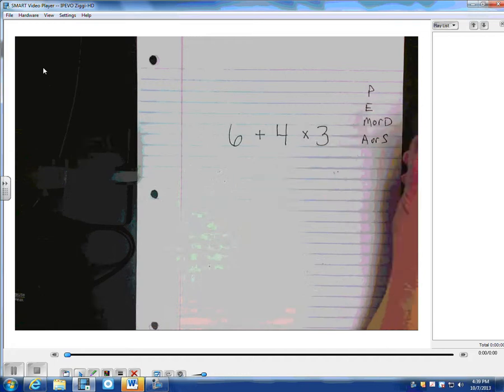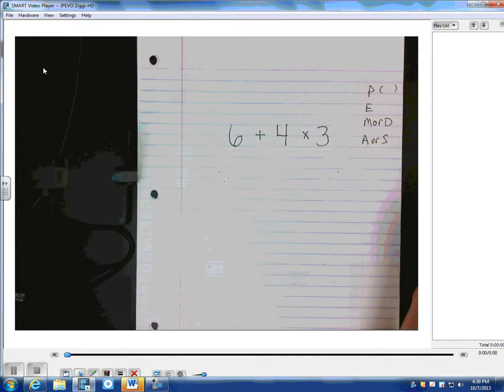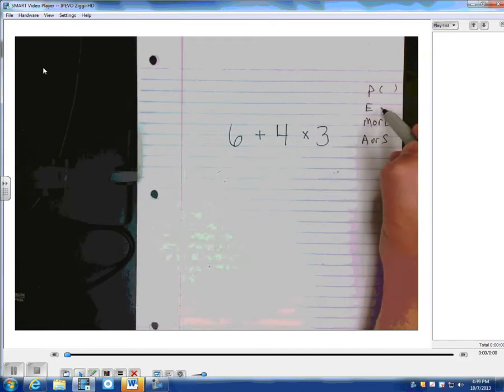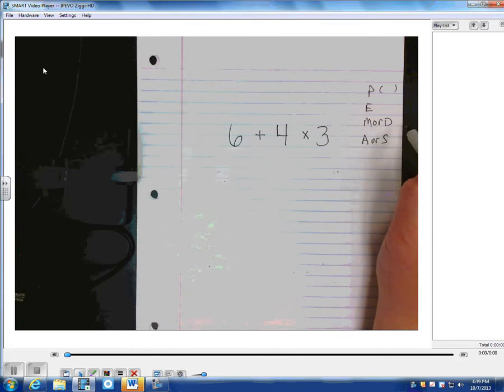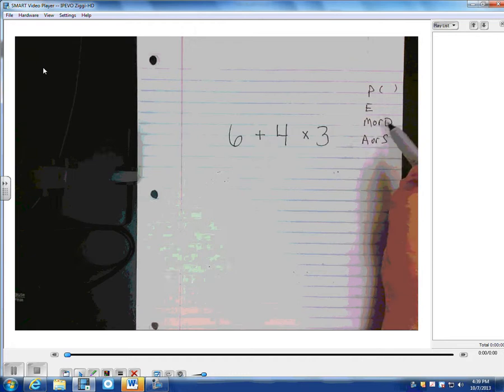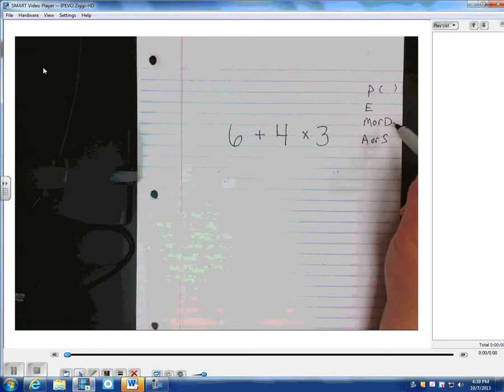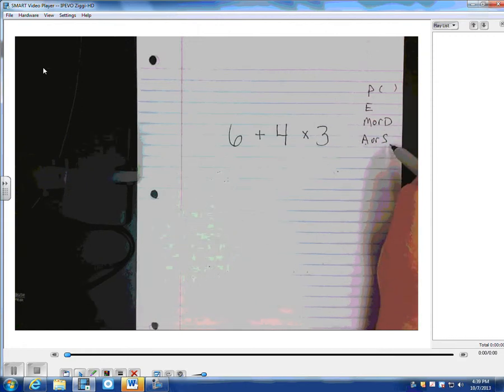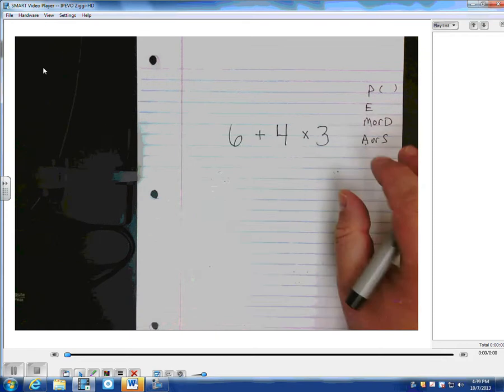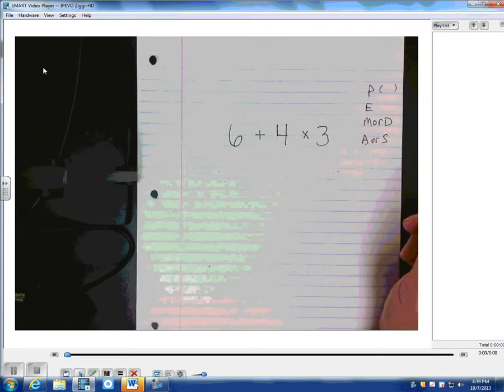We know we do parentheses first, then we do exponents, then we do multiplication or division. That's what the M or D stand for, and whichever comes first going left to right. So if multiplication comes first, we do that first. If there would be division first, we would do division first. And then we have addition and or subtraction. So again, we flip-flop the two based on what comes first going left to right.